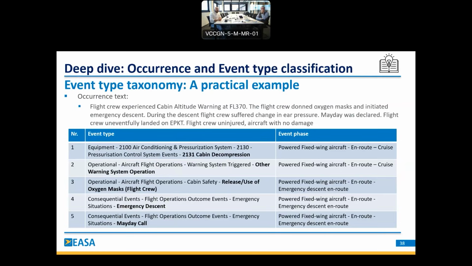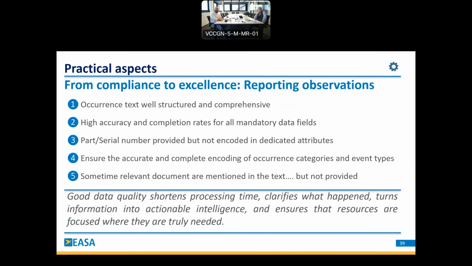And we have the release and use of oxygen mask by the flight crew. This is under operational aircraft flight operation cabin safety, and emergency descent and mayday call are under consequential event and outcome event emergency situation. Yeah, so this is how we implement it, and you see that from the sequence on the left that are in chronological order on how they happened and how they occurred. Yeah, and then this leads to the final slide, at least for my part.